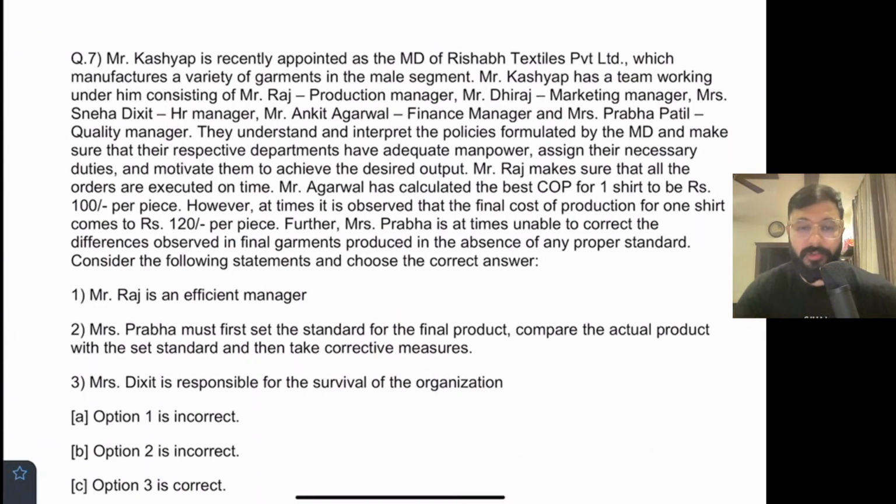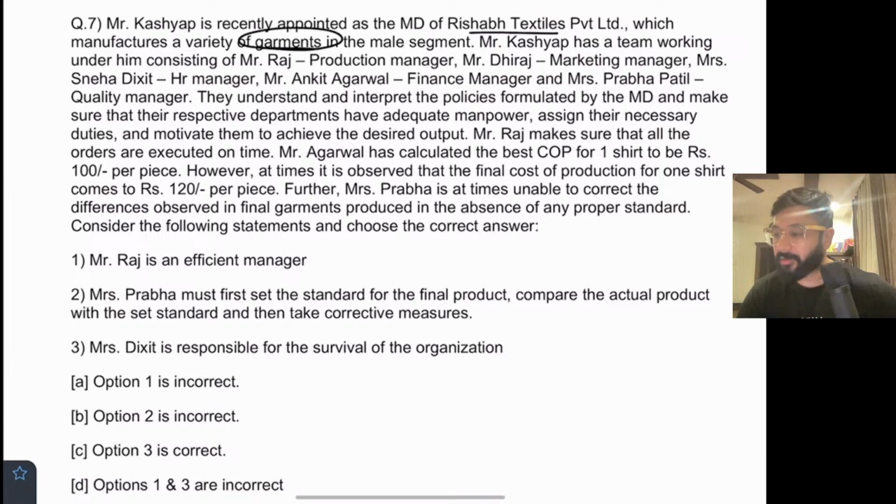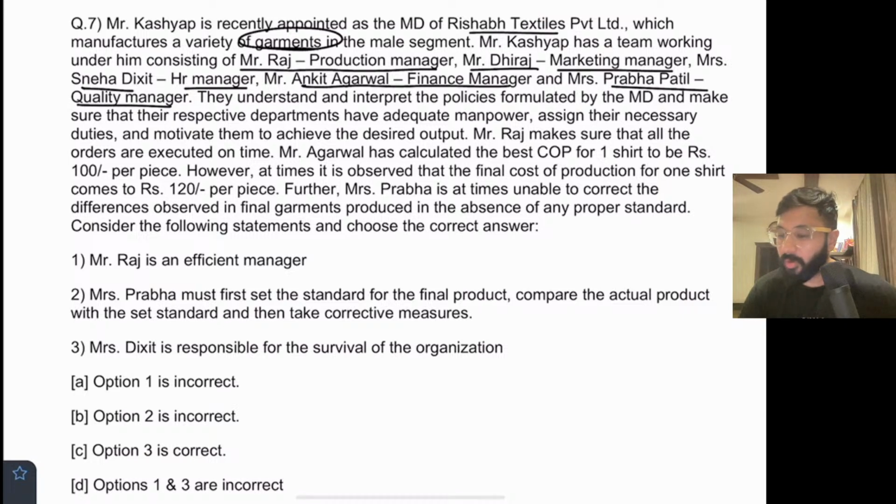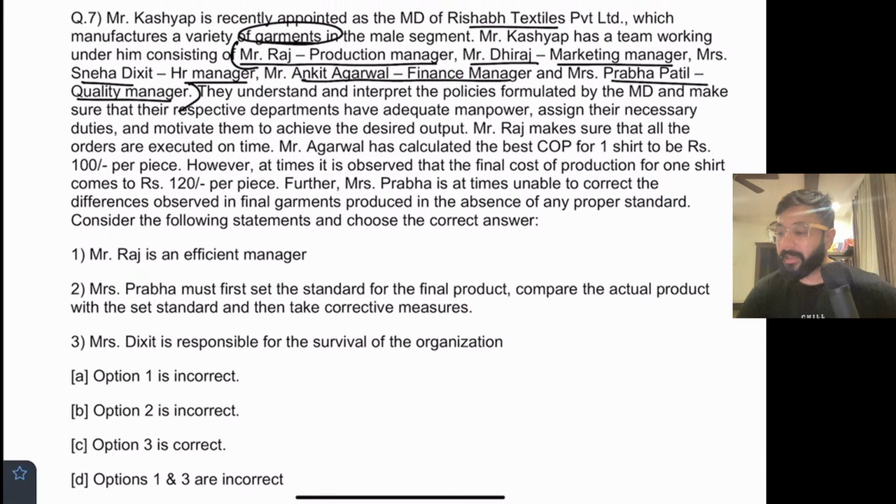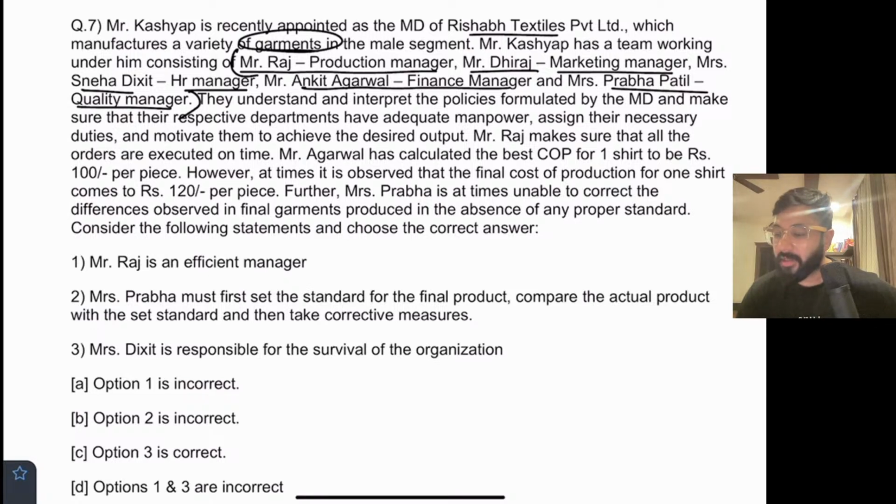Coming to question 7. Mr. Kashyap recently appointed as MD of some company, Rishabh Textiles, which manufactures a variety of garments. It is a garment manufacturing company. He has a team working under him consisting of Mr. Raj, who's a production manager, Mr. Dheeraj, marketing manager, Sneha, HR manager, Ankit Agarwal, finance manager, Prabha Patil, quality manager. They understand and interpret the policies formulated and make sure that the respective departments have adequate manpower, assign their necessary duties, and motivate them to achieve the desired output. Mr. Raj makes sure that all the orders are executed on time.